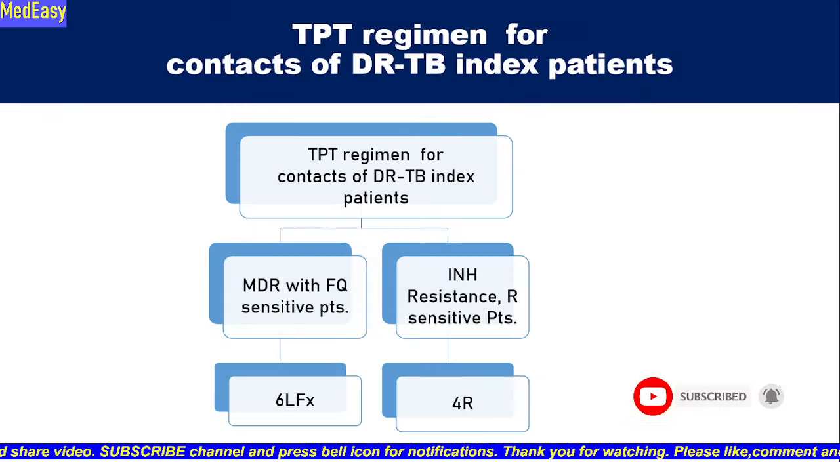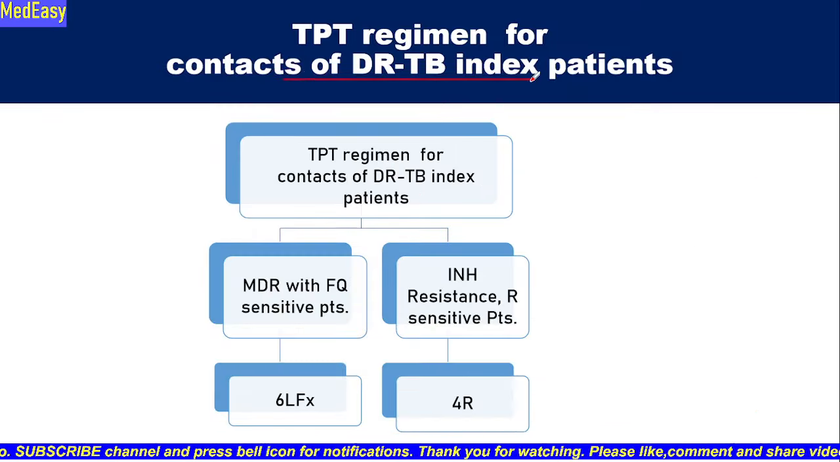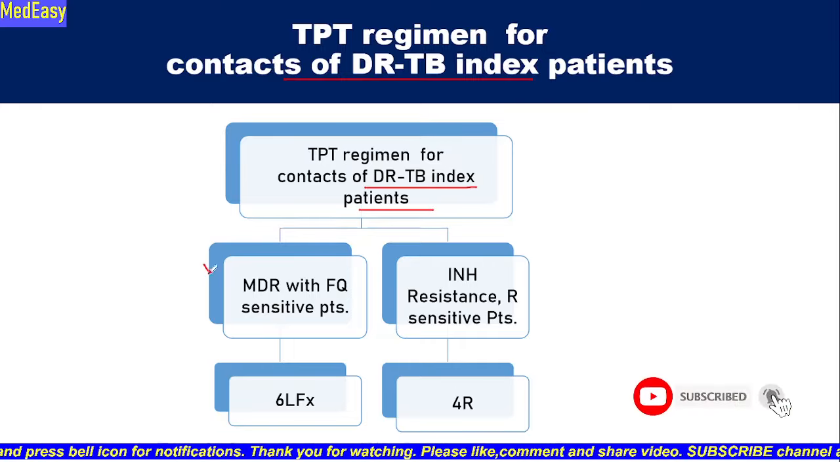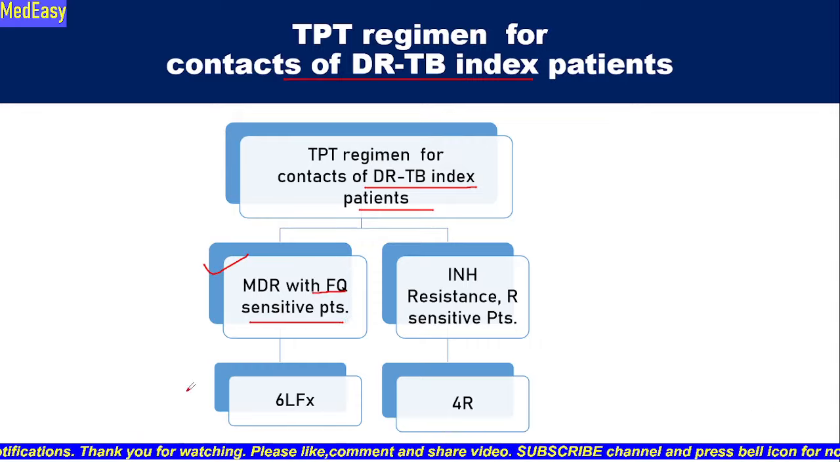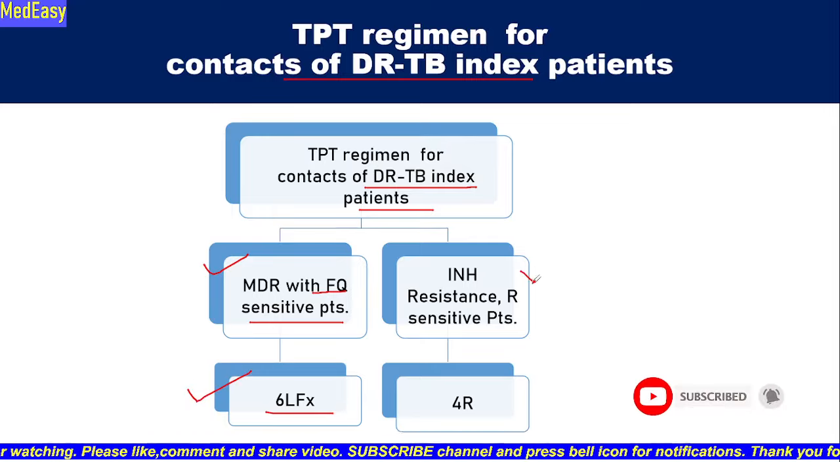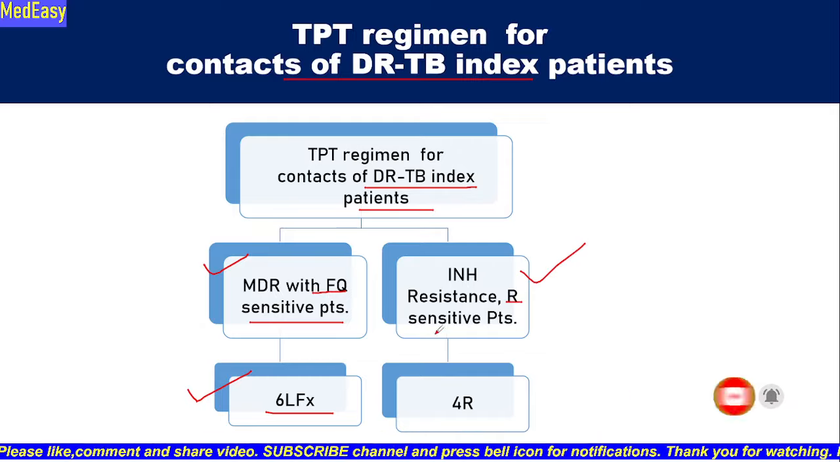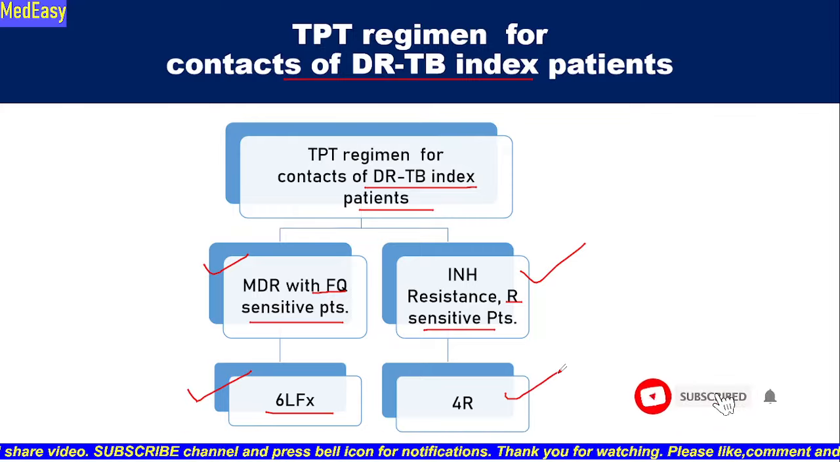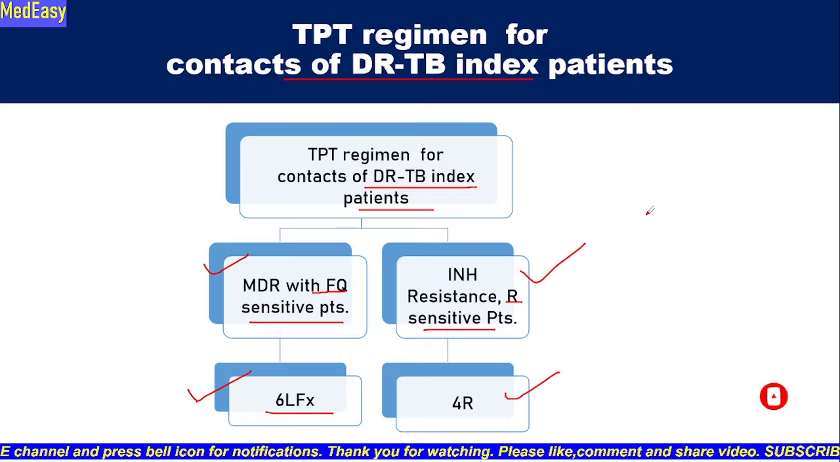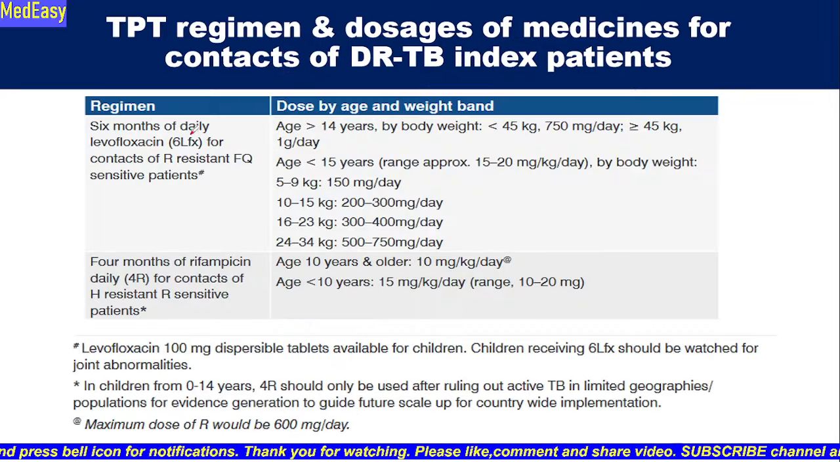What are the TPT regimes in the context of DR-TB patients? TPT regime for contacts of a DR-TB index patient has two cases. One is MDR-TB with fluoroquinolone sensitive status. In those contexts, we will use 6 months of levofloxacin daily. And for INH monoresistant but rifampicin sensitive patients, we will give them 4 months of rifampicin daily regime. So this is the regime for contacts of the DR-TB patient, and these are the weight bands and the dosing of the drugs.